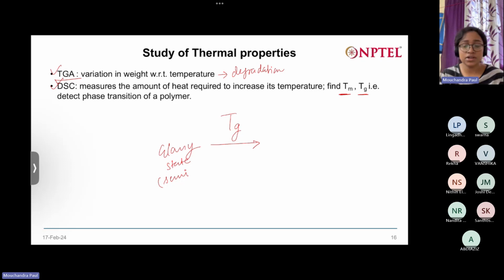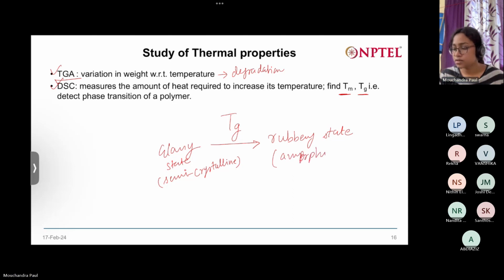polymers are never purely crystalline, they are always semi-crystalline, okay? So semi-crystalline is the best level of crystallinity you can get in a polymer. And it transitions when the temperature is Tg, or above Tg. It changes its state to a rubbery state, or amorphous state. So at this particular temperature, the crystalline nature of the polymer has changed, right?